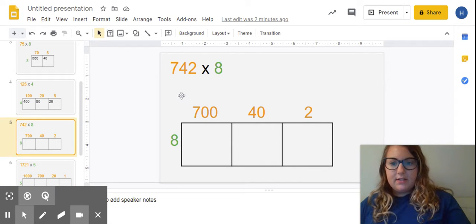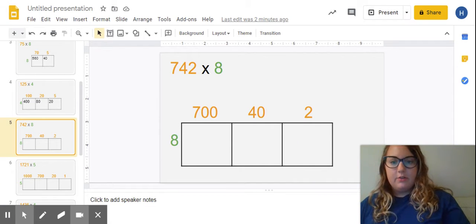Okay, so let's practice here with 742 times 8. Here I have decomposed my 742. I have 700. I'm looking at my tens place. I have a 4, which represents 40, and I have a 2 in my ones place, which will represent my 2 here. I have my 8 that I have brought down on my other side, and I have a box for each place value.